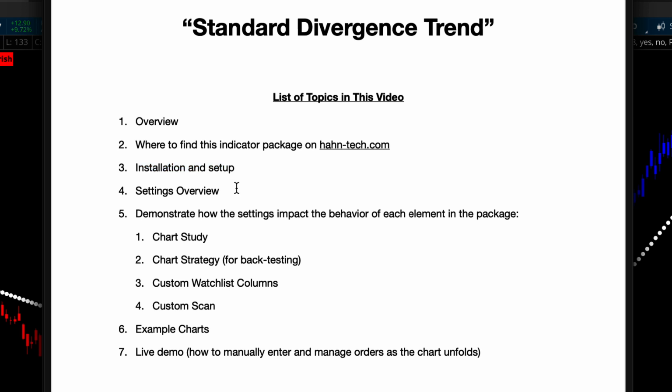Once that is completed, then we are going to have an overview of the settings. And once we complete the overview, we're going to get into the detail. I'm going to show you every single setting that's available, how to adjust them on the chart strategy, which is also the same settings as applied on the chart indicator. So the chart study and the chart strategy both have the same settings. And I'll also along the way show you how to adjust the settings within the code for your custom watch list column and custom scans.